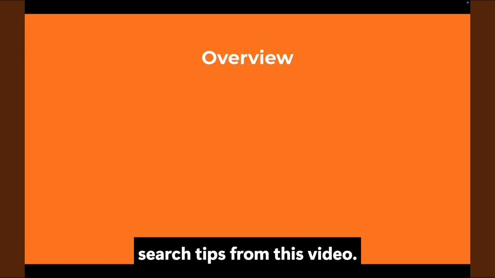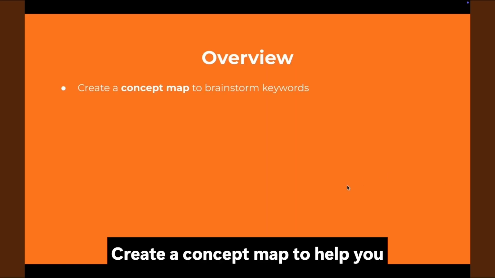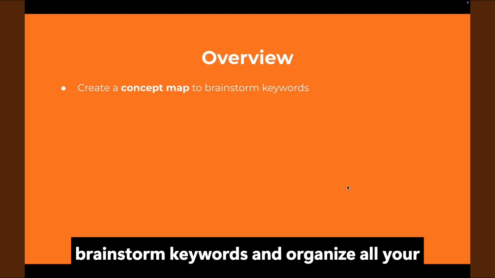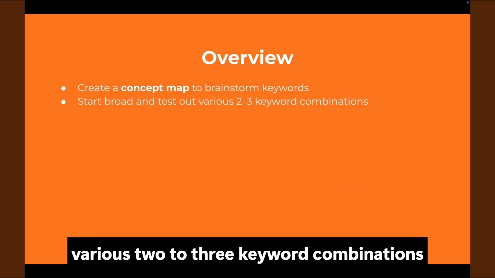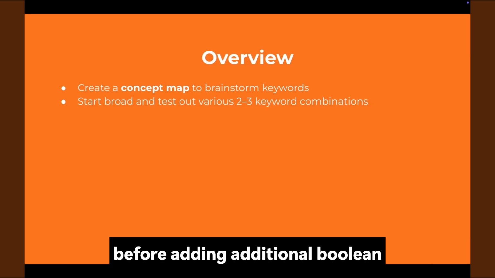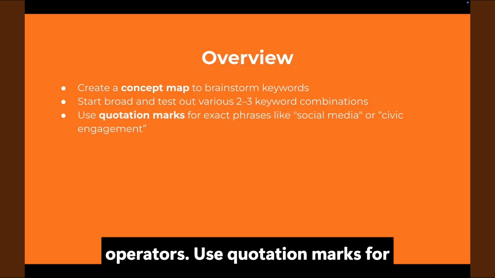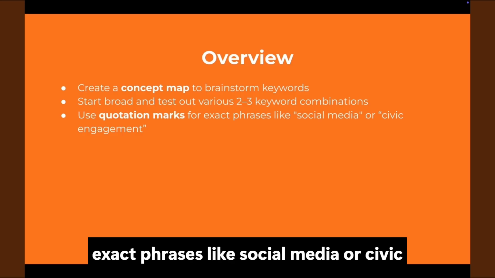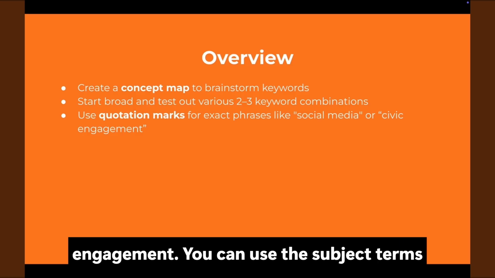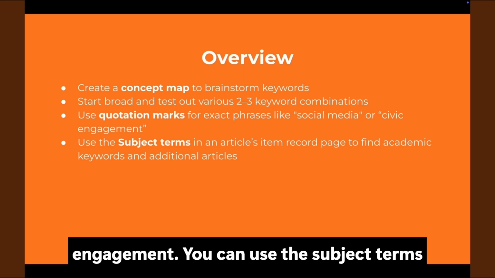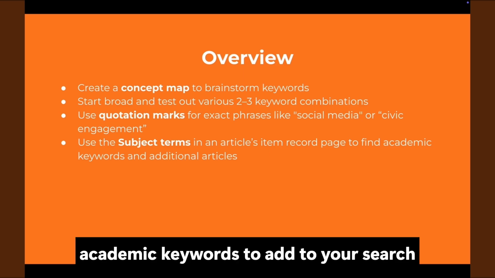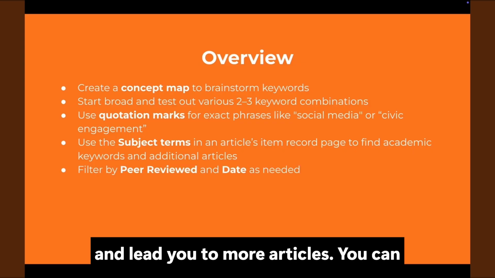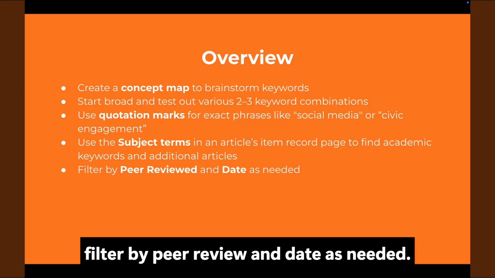As we conclude, let's recap some of the search tips from this video. Create a concept map to help you brainstorm keywords and organize all your ideas. Start broad and test out various two to three keyword combinations before adding additional Boolean operators. Use quotation marks for exact phrases like "social media" or "civic engagement." You can use the subject terms in an article's item record to find academic keywords to add to your search and lead you to more articles. You can filter by peer review and date as needed.